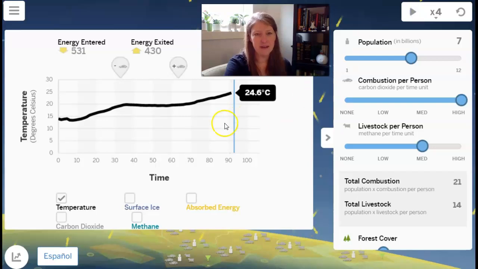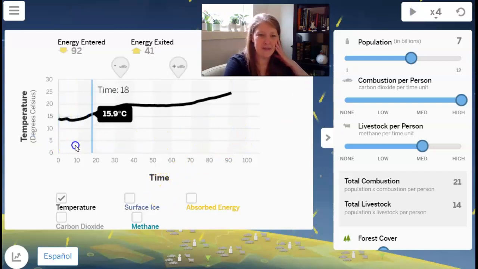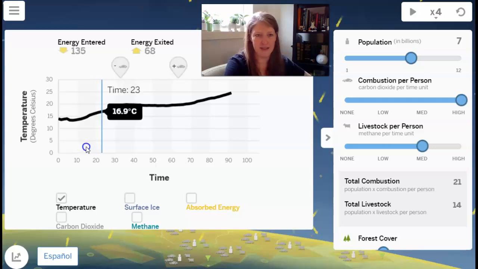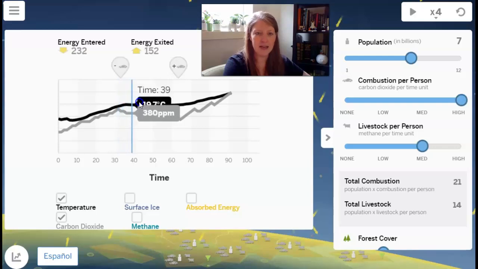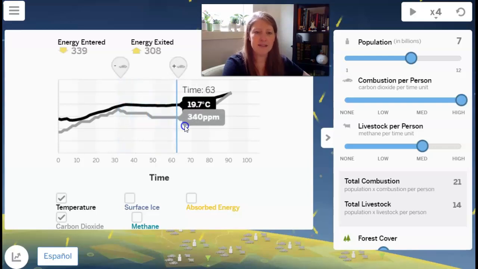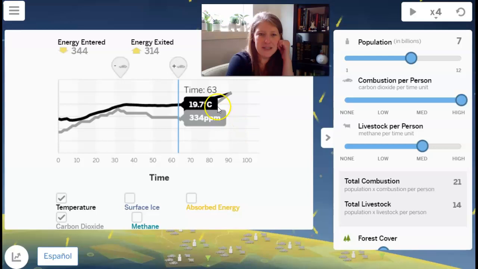Okay, so yeah, this is interesting. For the first 30 seconds when we just had regular human activity, the temperature was increasing. Let me put carbon dioxide so you can see that. The carbon dioxide was increasing. And then once we changed the amount of combustion per person down to 0, things leveled out and the temperature didn't keep rising. What's interesting though is it also didn't drop down.